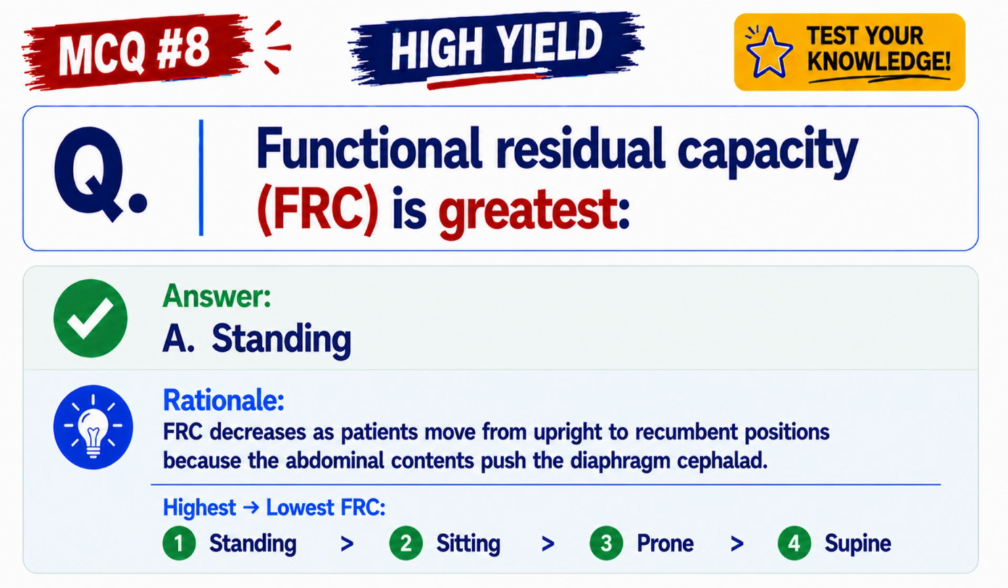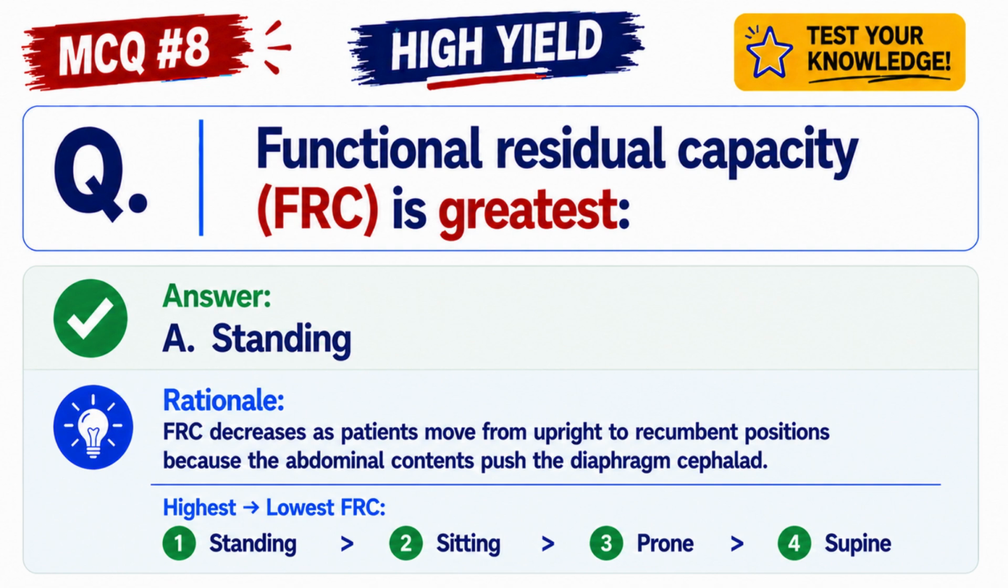In the standing position, gravity pulls the abdominal contents downward, away from the diaphragm. The diaphragm sits at its lowest position. The chest wall can expand maximally. FRC is at its highest, approximately 2.5 to 3 liters.